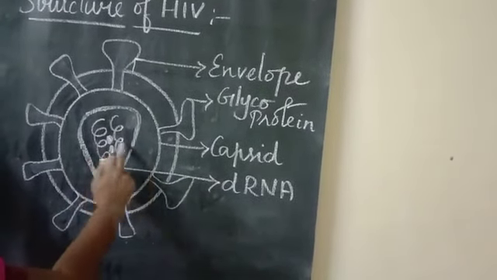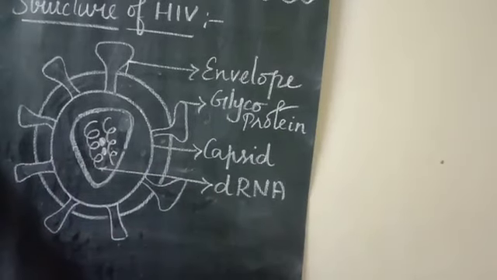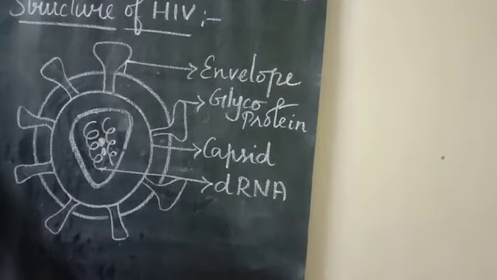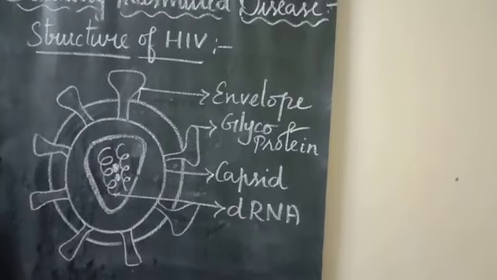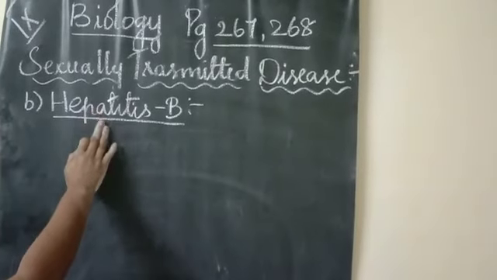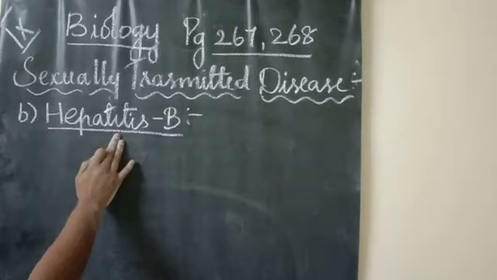Two RNAs are present, so it is called double RNA. RNA is nothing but ribonucleic acid. So this is the structure of HIV. The next topic we are going to see is hepatitis.